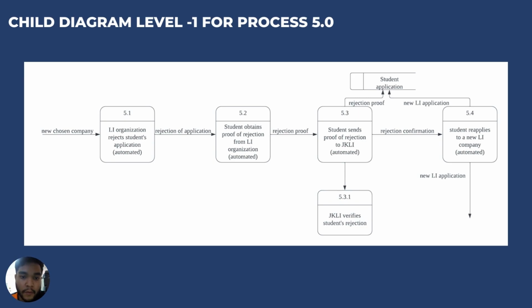The next process is 5.3, where the student sends proof of rejection to JKLI. Then JKLI will have to verify the student's rejection proof, and then the rejection proof will also be stored in the data store, the student application data store. Next, in process 5.4, students have to reapply to a new LI company. The new application will also be stored in the student application. The outcome of this whole process is that the student will get a new LI application.